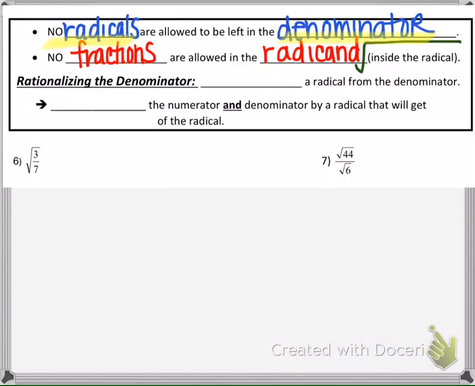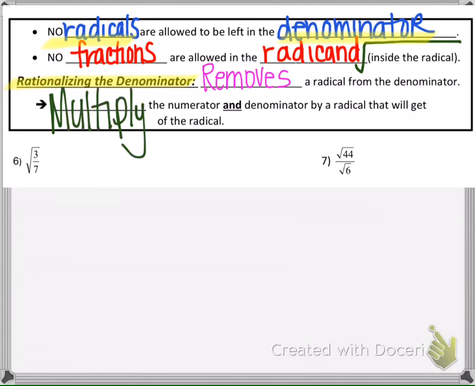We're going to have a radical that's stuck in the denominator, and we're going to have to do this process of rationalizing the denominator. And if you do it correctly, there will be no radical left in the denominator when we're done. So to rationalize the denominator, it will remove a radical from the denominator, and what we need to do is we need to multiply the numerator and the denominator by a radical that will get rid of the radical in the denominator.